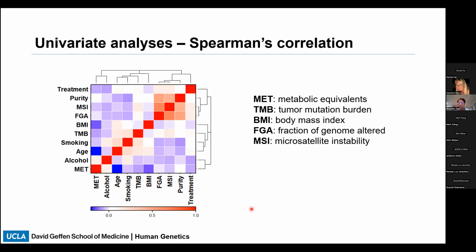So let's start with some univariate analyses. Here is a Spearman correlation matrix between a bunch of different numeric variables in my data set. Already you can see that exercise, or METs, is anti-correlated with age and BMI, which is not super surprising because older and larger people tend to exercise less. Some of the genomic features that I'm going to be looking at are TMB, or tumor mutation burden, FGA, which is the fraction of the genome altered, and microsatellite instability.